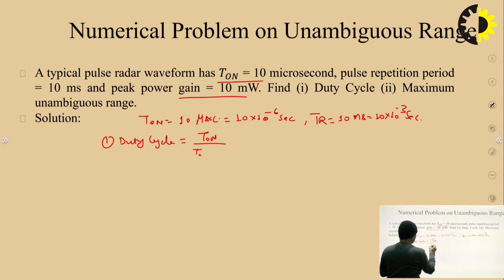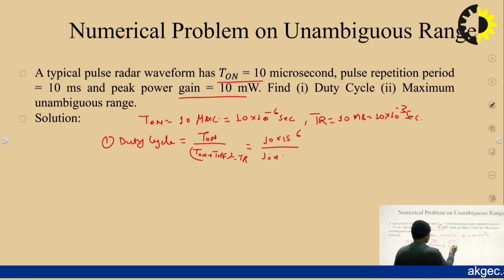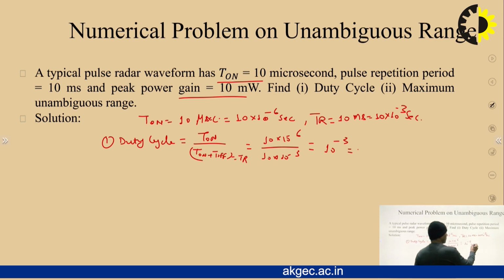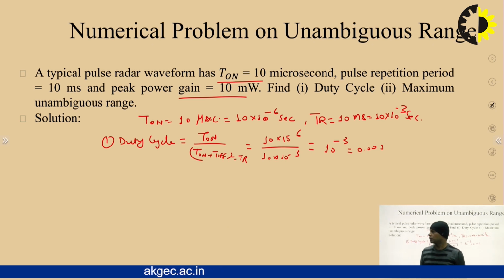So T_on plus T_off equals the TR. Here it is 10 into 10 raised to power minus 6, and this one is 10 raised to power minus 3. So the duty cycle comes out to 10 raised to power of minus 3, or 0.001 here. So we can now calculate this in this way.